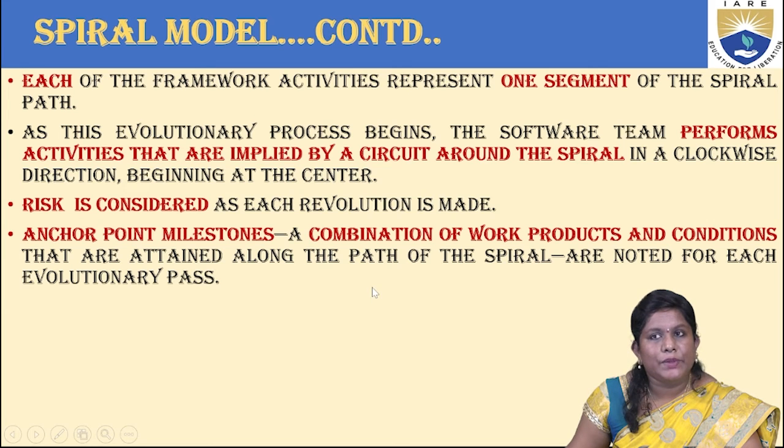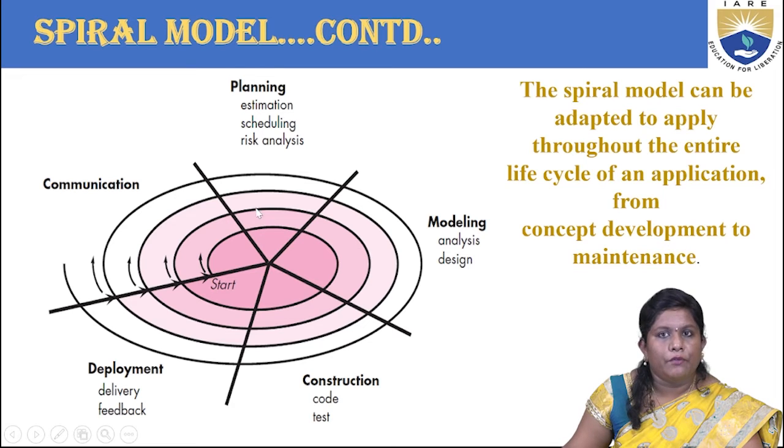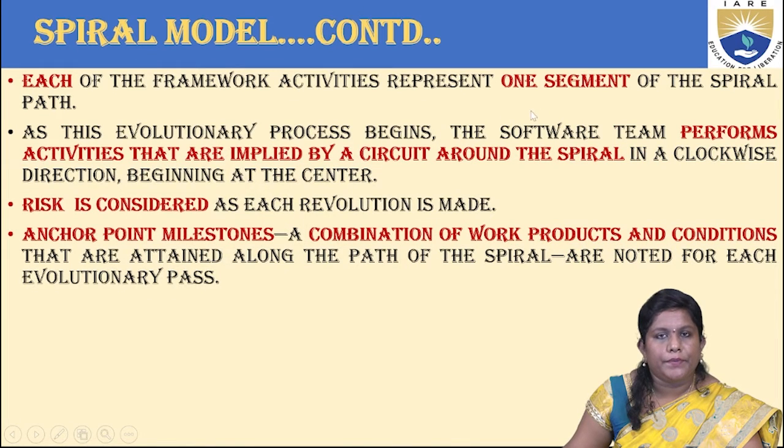And what does it state? Each framework activity represents one segment. So what is this one segment? If you look at the diagram, you have a V-cut or a segment, right? You have a cake and you divide it into different sections, which are called segments. One segment is given to communication, planning, modeling. So this particular V-shaped thing that you can see in the diagram is called a segment, right?